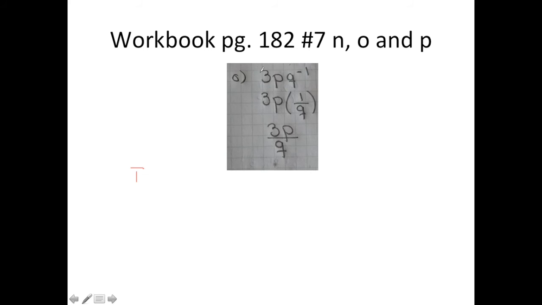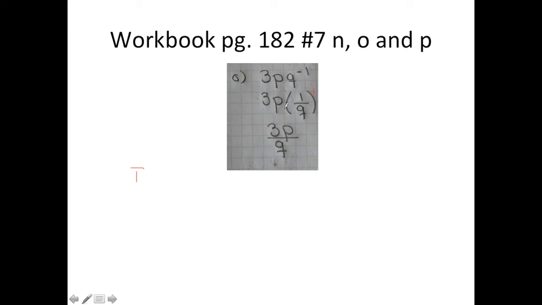Letter O, 3P times Q to the negative 1. Notice that it looks similar, but it's not the same. P and Q are not in parentheses, so that means that negative 1 is only affecting my Q. Since it's only affecting Q, then I can change Q into 1 over Q. Obviously, this would be 1 over Q to the 1, but 1 to the 1 is 1, and Q to the 1 is Q. That's why I didn't put it anymore, okay?